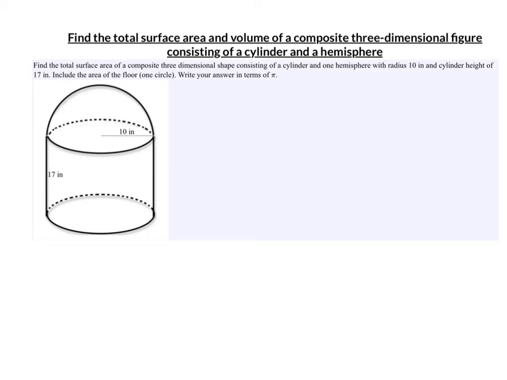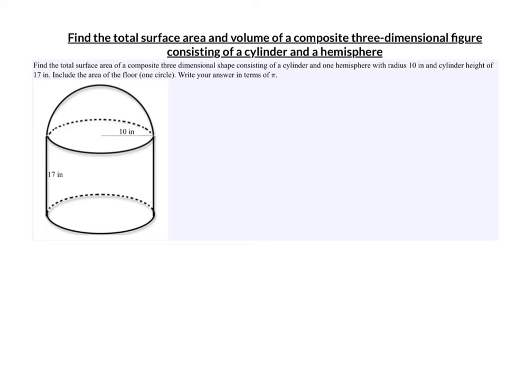Find the total surface area of a composite three-dimensional shape that consists of a cylinder and one hemisphere. We're going to do both the surface area and the volume because, again, both are in your homework. Now, you have to realize here the surface area is all the outside area. That includes if you were to pick the thing up and turn it over.